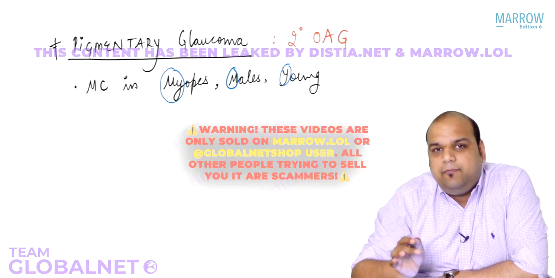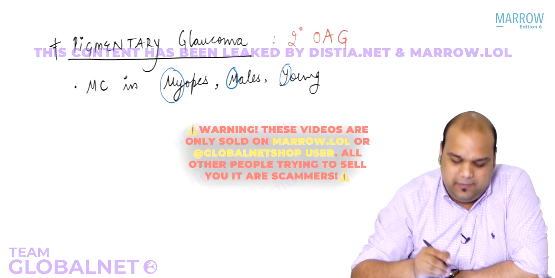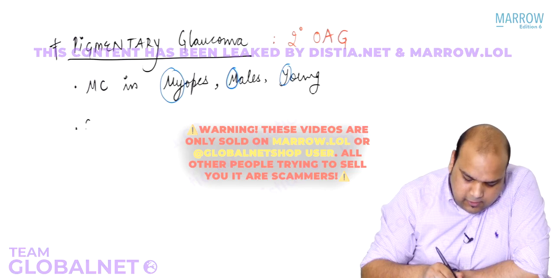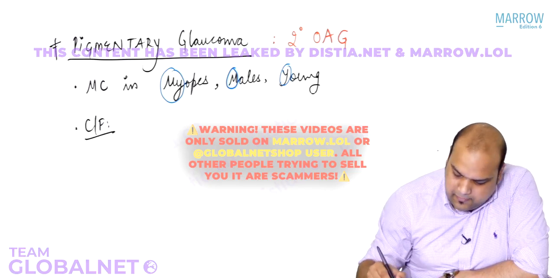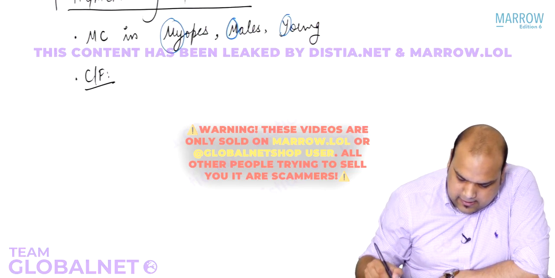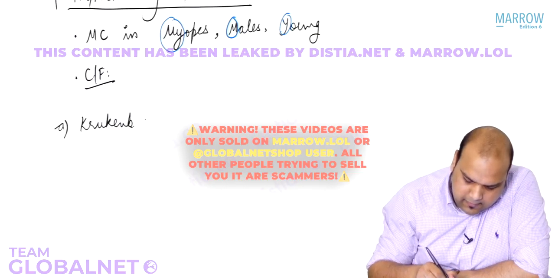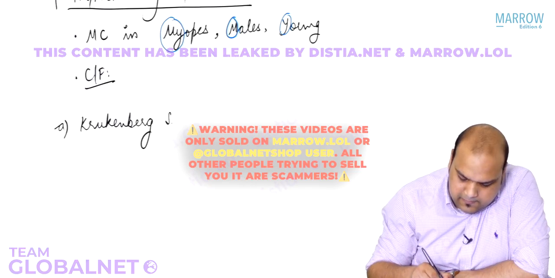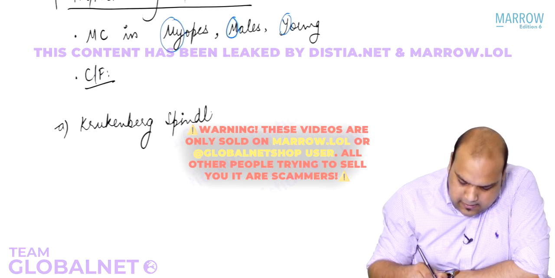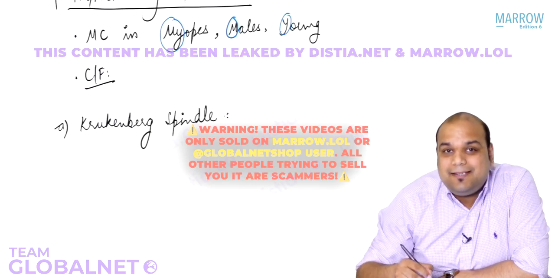Okay? Myopes, male, young. Now, what are the clinical features? Clinical features are Krukenberg spindle. Krukenberg spindle.